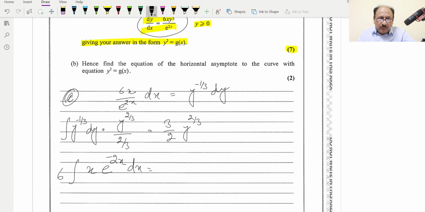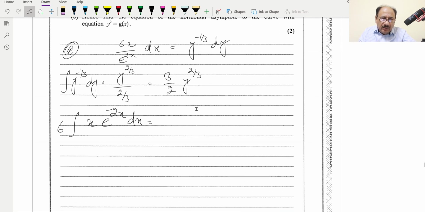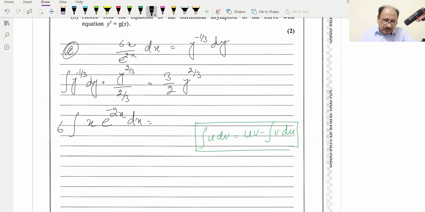So we can basically integrate it. How can we integrate it? We will be integrating separately. For example, we can apply a formula, and the formula will be integral u dv is equal to uv minus integral v du. This is the integration formula which we will be applying over here.